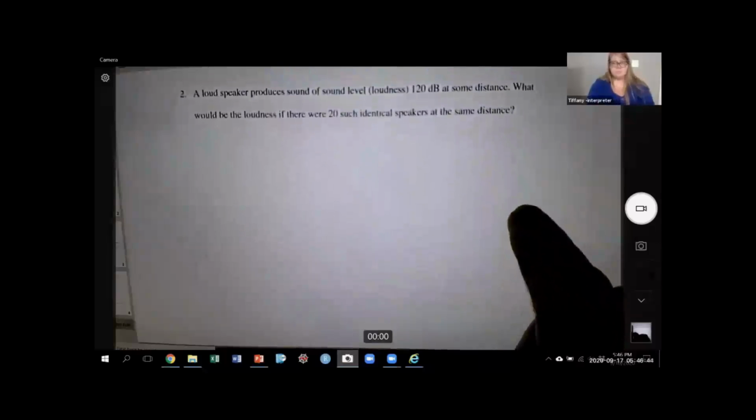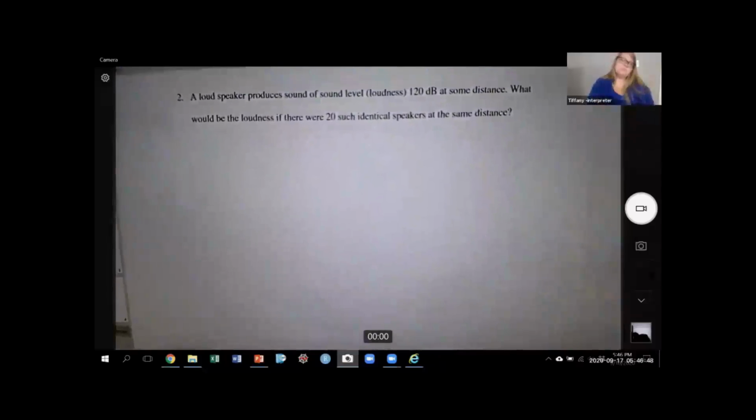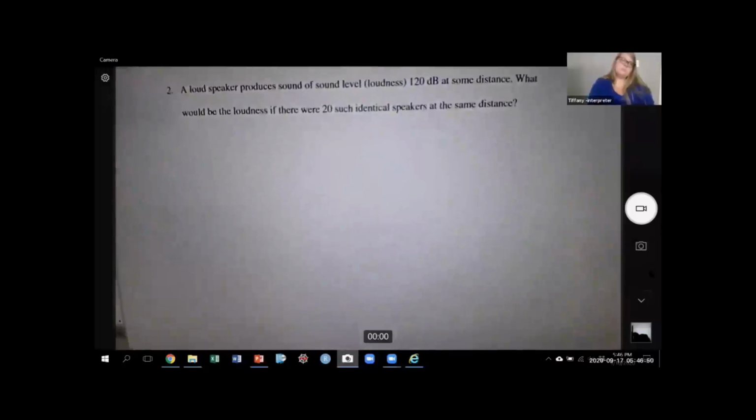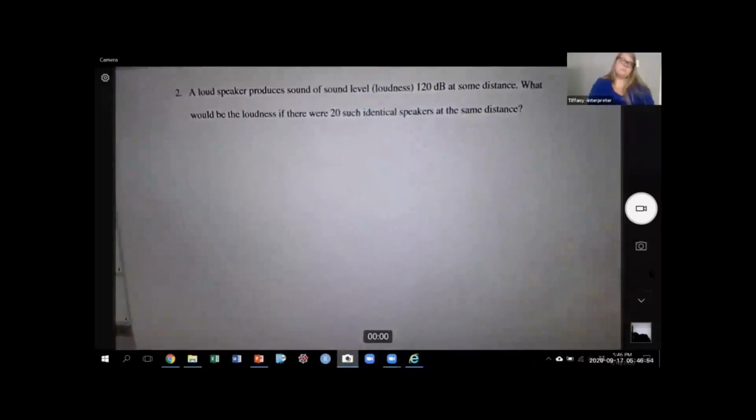Okay, next. This is the next problem. A loudspeaker produces a sound level of 120 decibels at some distance. The distance is not given. What would be the loudness if there were 20 such identical speakers at the same distance? So here's the question.